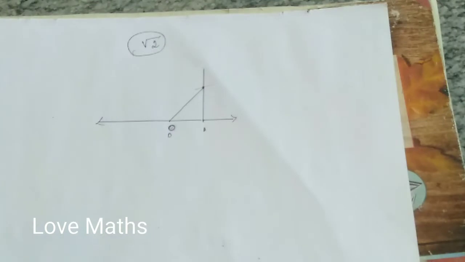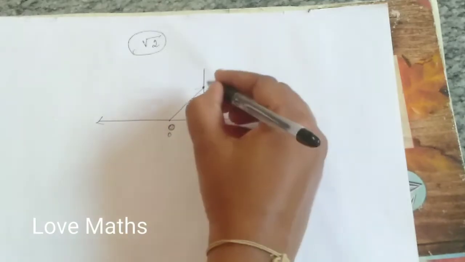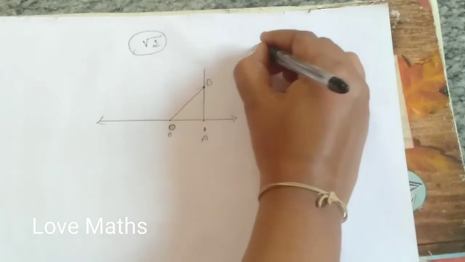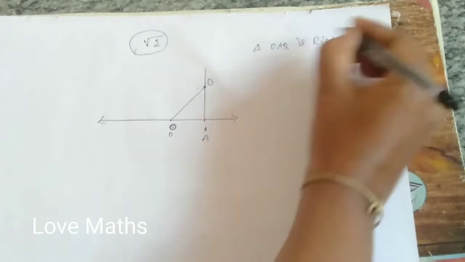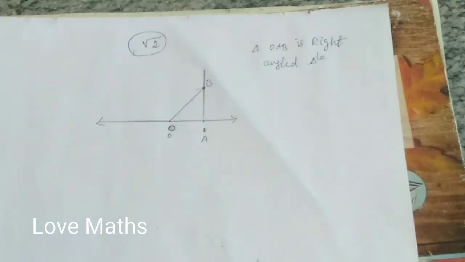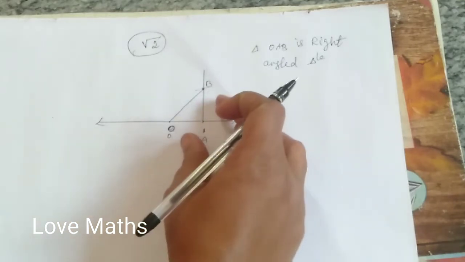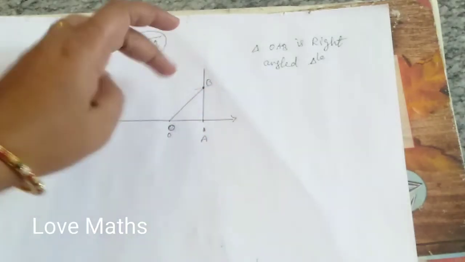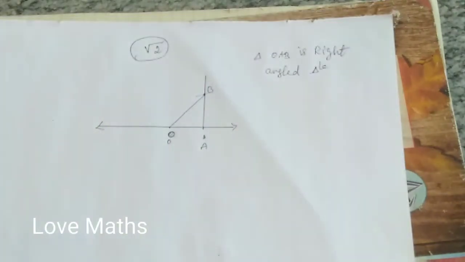It is looking like what triangle? Right angled triangle. Right angled triangle means what theorem can we use? This is A, this is AB. Triangle OAB is a right angled triangle. If it is a right angled triangle, we can use the Pythagoras theorem. What is the Pythagoras theorem? The sum of squares of the other two sides is equal to the square of the hypotenuse. So the largest side is the hypotenuse.